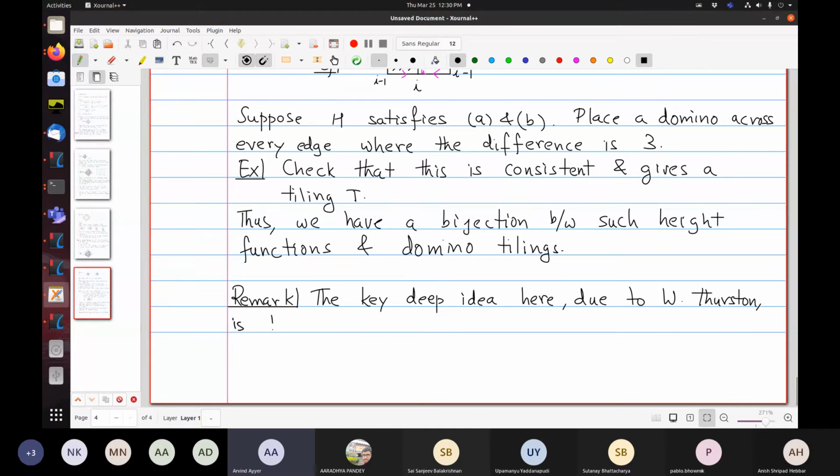Is that every domino tiling can be thought of as a surface described by a height profile.